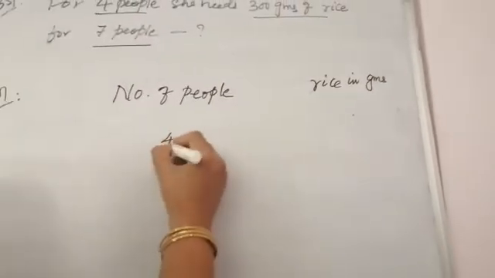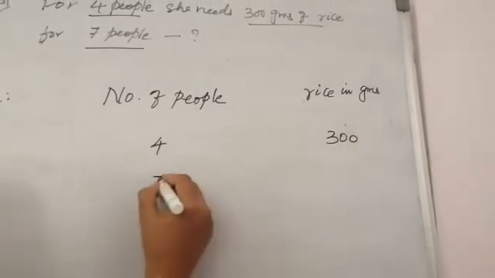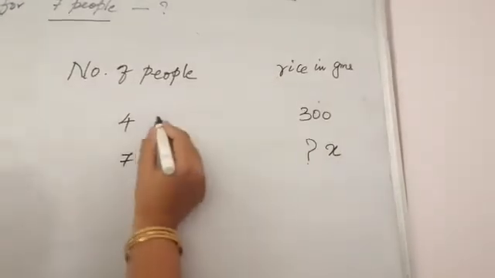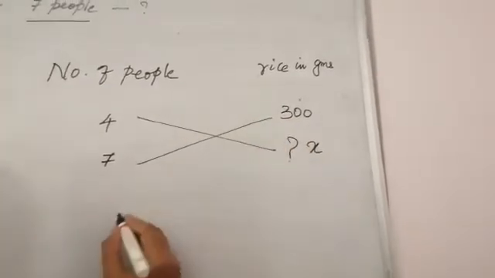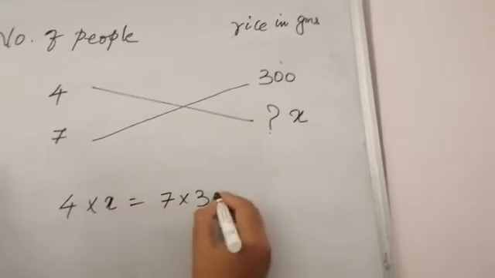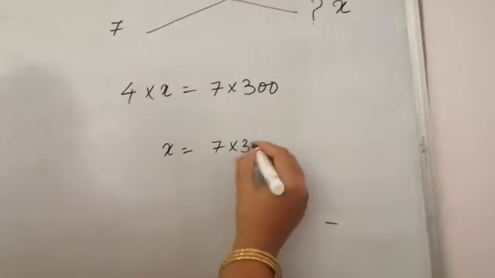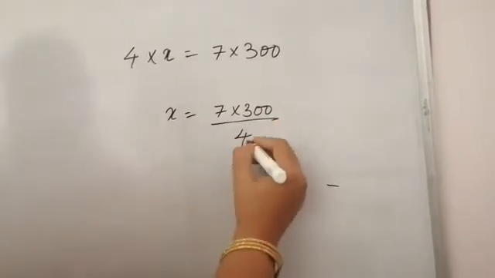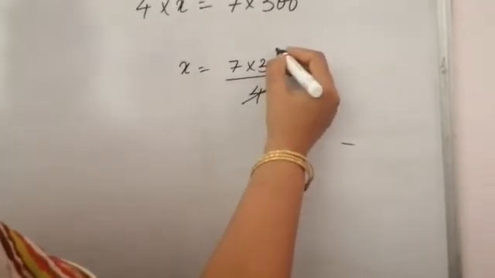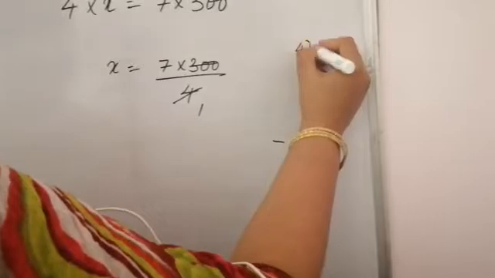So for 4 people, how much rice is required? 300 grams of rice is required. For 7 people, we have to find that. Imagine it as x. This into this, this into this. So 4 into x is equal to 7 into 300, isn't it? So x is equal to 7 into 300 divided by 4. 4 ones cancel up and down. 4 fives are, just go through the division.